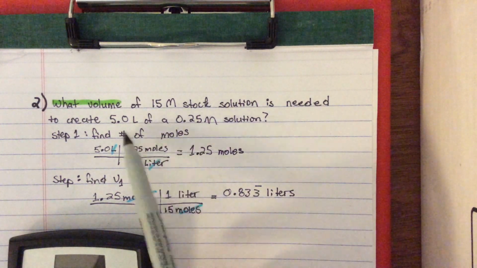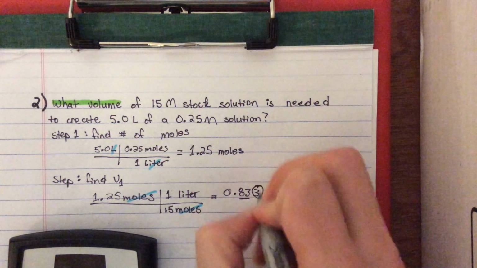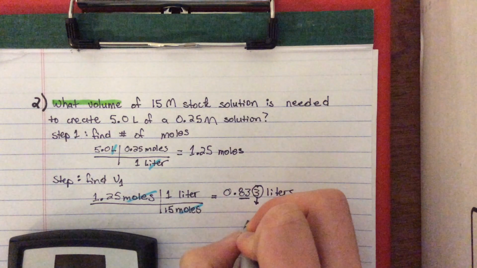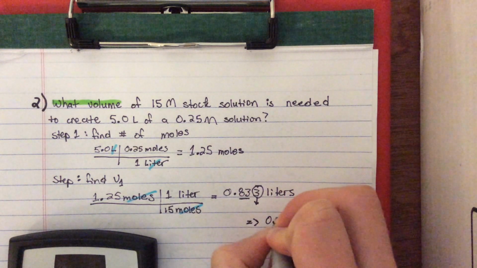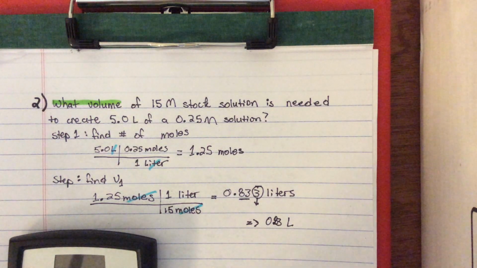Significant figures, we've got 2 in every number here. So that means we'll keep the 8 and the 3, and the 3 would say to round down. So we will report 0.83 liters as our final answer.